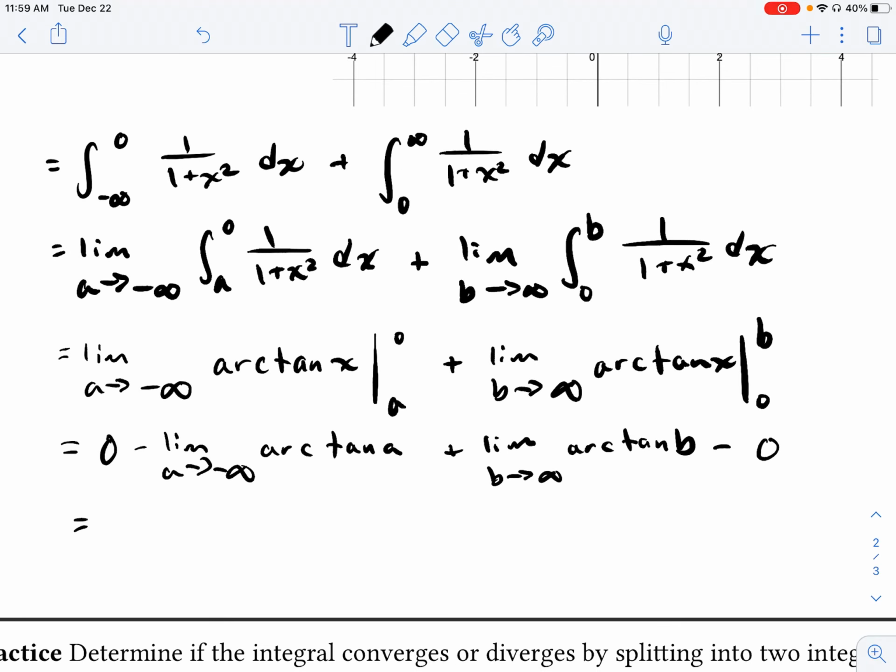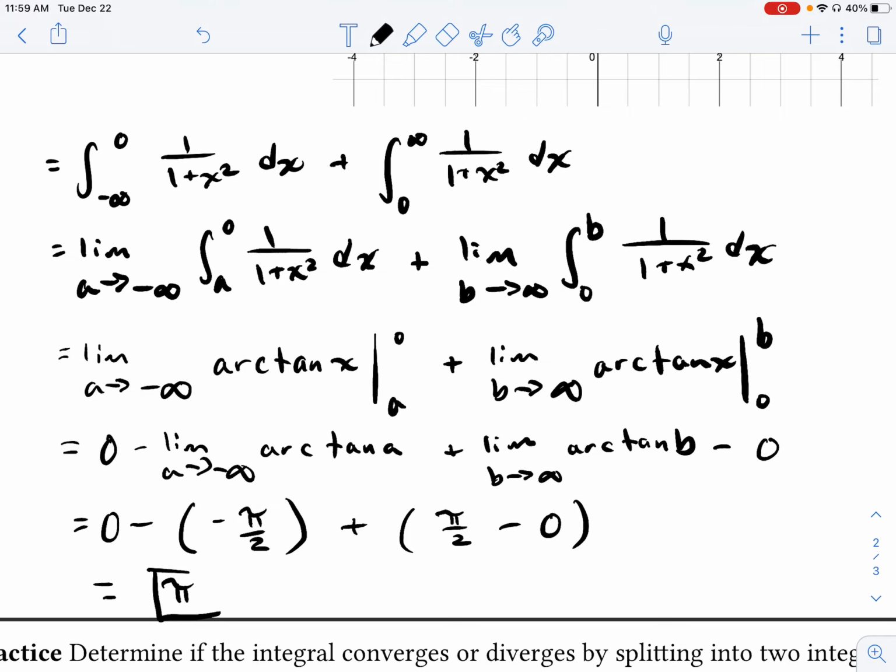So for what angle is tangent going to approach negative infinity? Well, that happens at negative pi over 2. So we've got 0 minus negative pi over 2. And if it makes your life easier, I'll just write that 0 there so we don't get too confused. All right, now the limit of arctangent of b as b approaches positive infinity. So at what angle will tangent approach positive infinity? That happens at pi over 2, minus 0. So we've got positive pi over 2 plus another positive pi over 2. And so we've got pi.